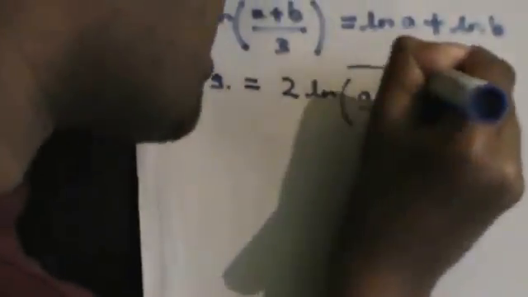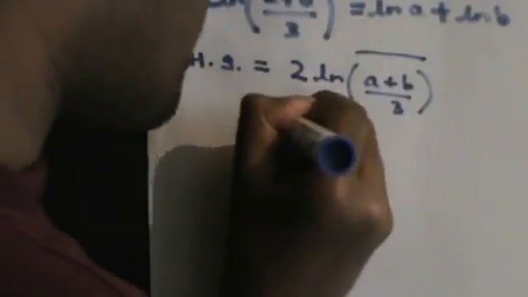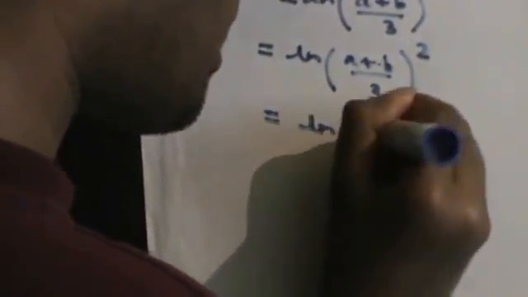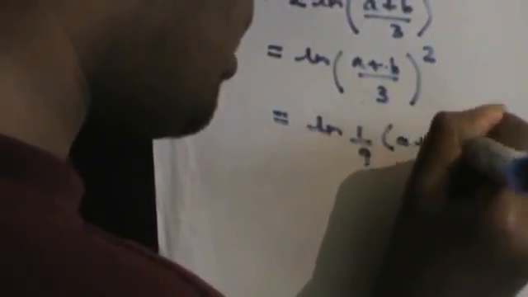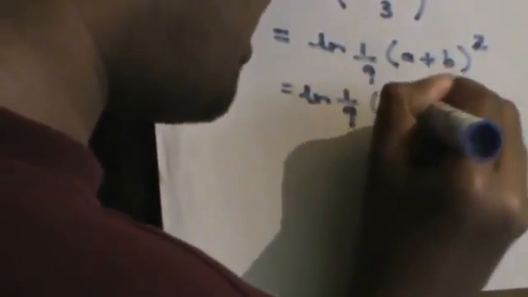So as I mentioned a little while ago, if you have some coefficient here, this is also equal to this term as a whole to the power of this one. So this is also equal to ln of ((a plus b) divided by 3) whole thing squared. So this is actually 1/9 of (a plus b) squared, right? So this is equal to ln of 1/9 times a squared plus b squared plus 2ab, right? From the expansion of (a plus b) squared.